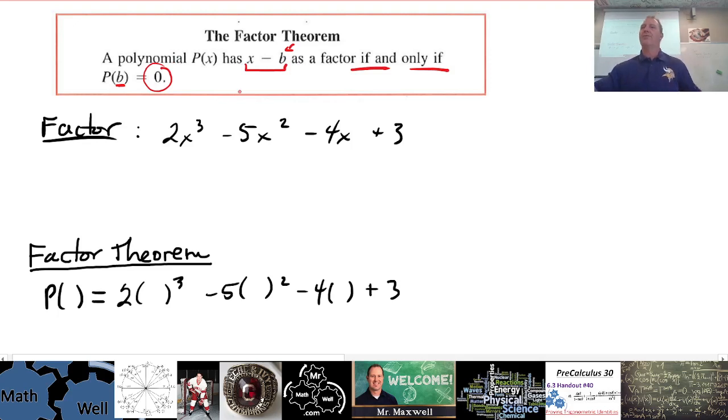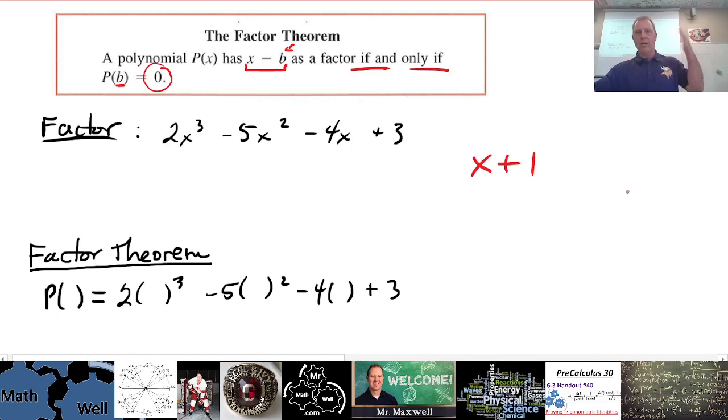So you do not have to do the synthetic division, which we're going to go over briefly here soon. You don't have to do all of the factoring to find the factors. You can test to see whether something is going to be a factor or not. For example, if I wanted to test to see if x plus 1 is a factor.